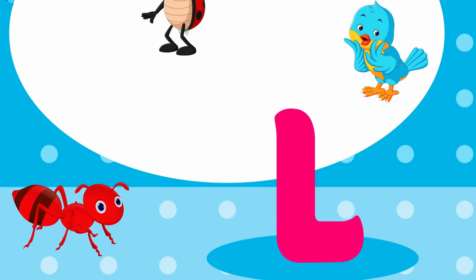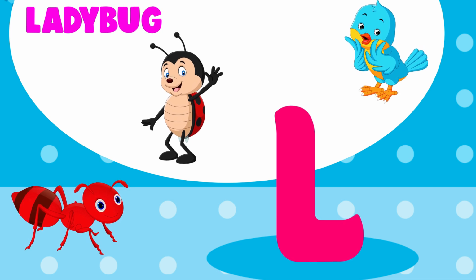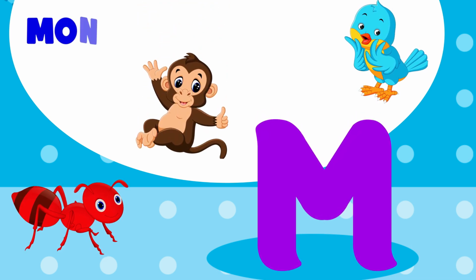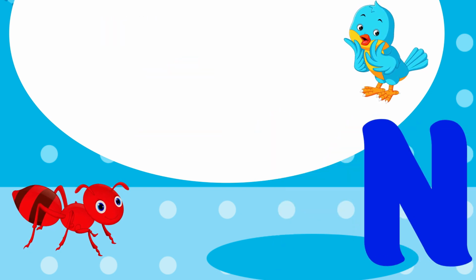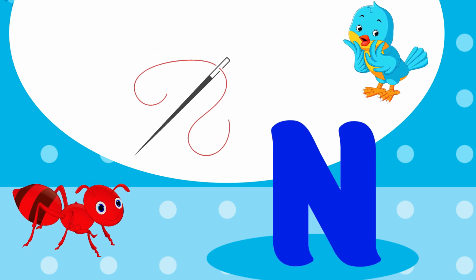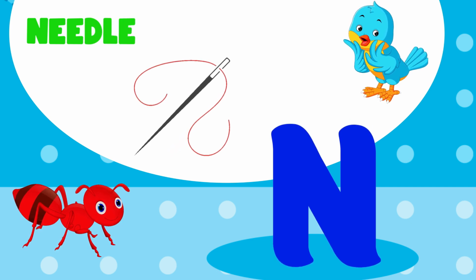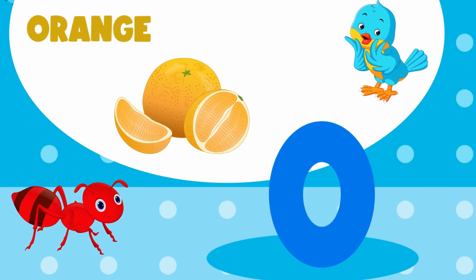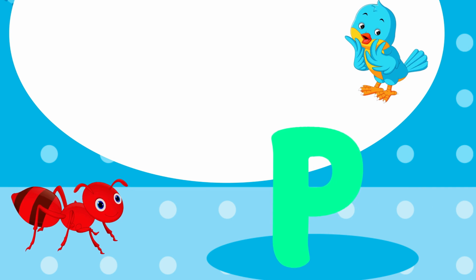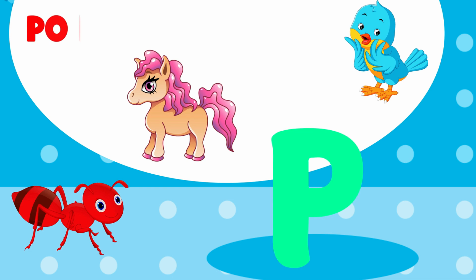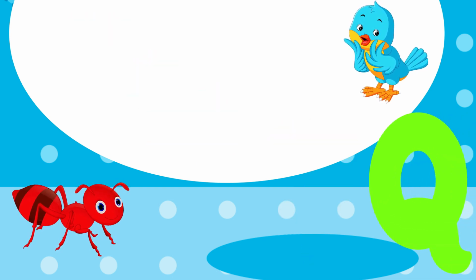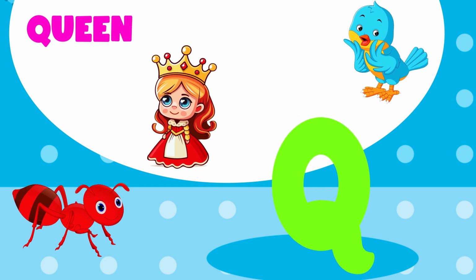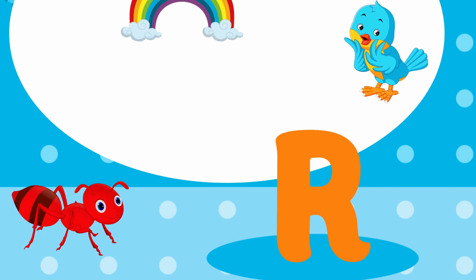L is for ladybug. M is for monkey. N is for needle. O is for orange. P is for pony. Q is for queen. R is for rainbow.